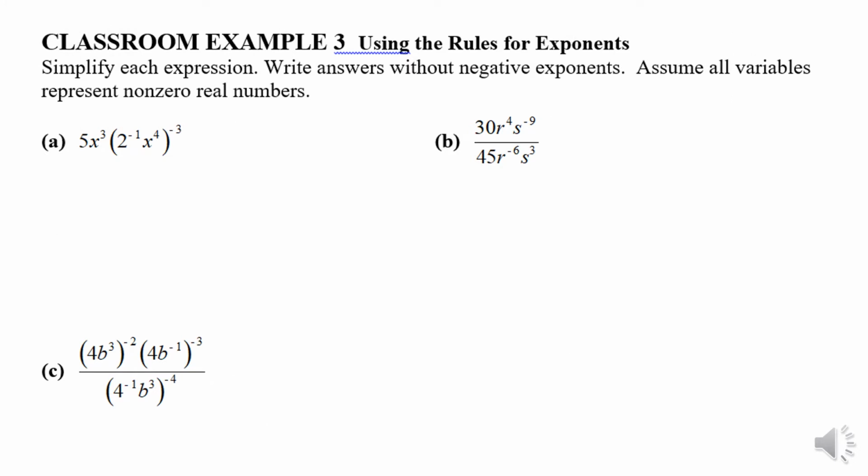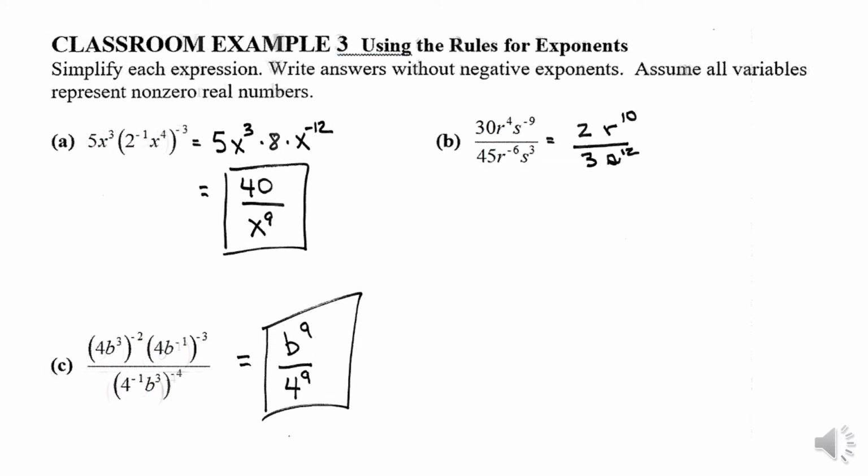Using all those rules of exponents, then, we're to simplify each expression and write our answer as always without negative exponents. And again, all variables represent non-zero real numbers. Let's see how you do. These are the answers I got.